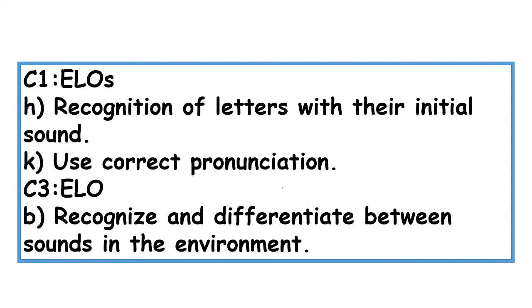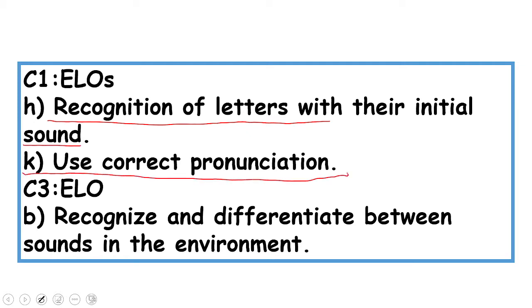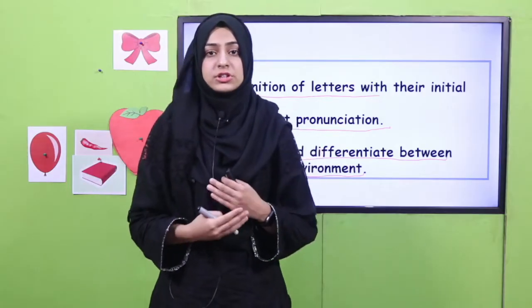After the lesson, the child is expected to learn to recognize the letters with their initial sound and then use the correct pronunciation, and at the end recognize and differentiate between sounds in the environment. So these three ELOs, the expected learning outcomes for the teacher.